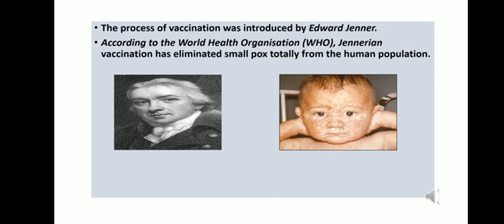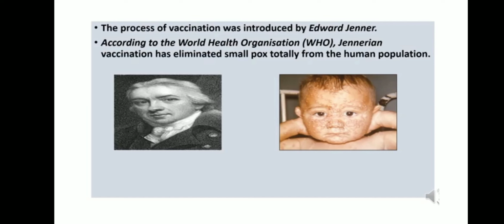According to the World Health Organization, Jennerian vaccination has eliminated smallpox totally from the human population. So smallpox is totally eradicated. It is completely stopped only because of vaccine. You have to accept that.